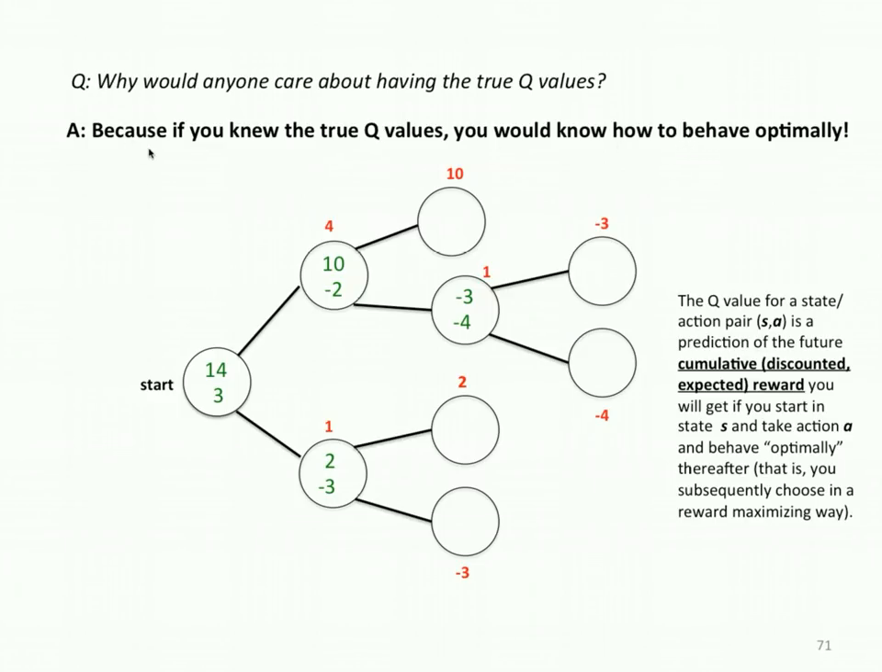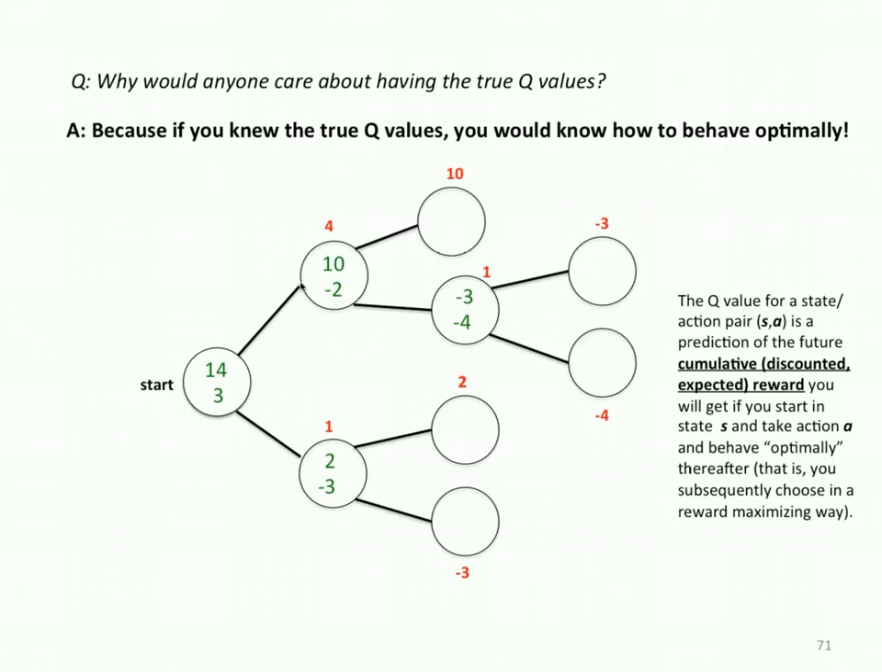The answer is, if you knew the true Q values, you'd know exactly how to behave optimally. So consider an agent in this state space. If an oracle whispered in the agent's ear what the true Q values were, the agent would know right away how to behave.